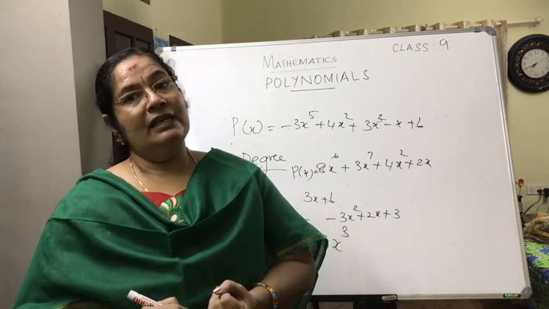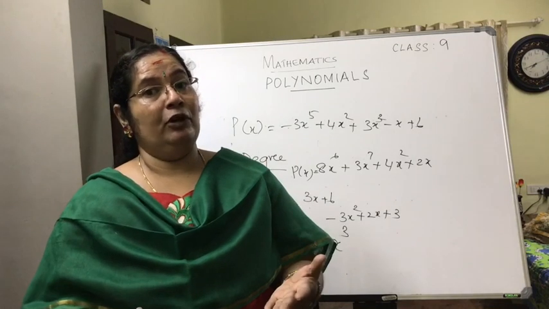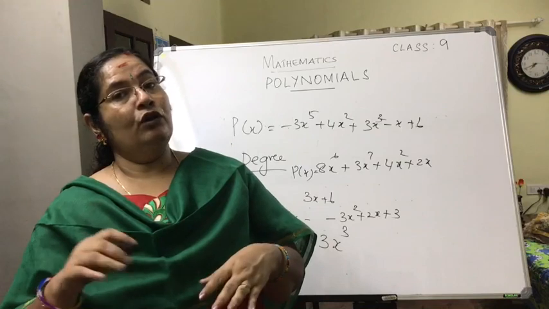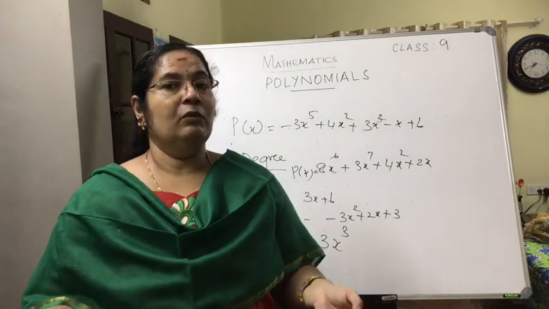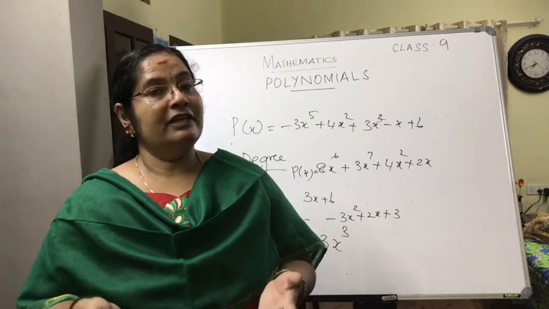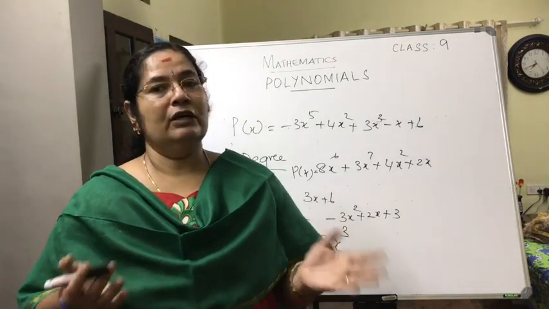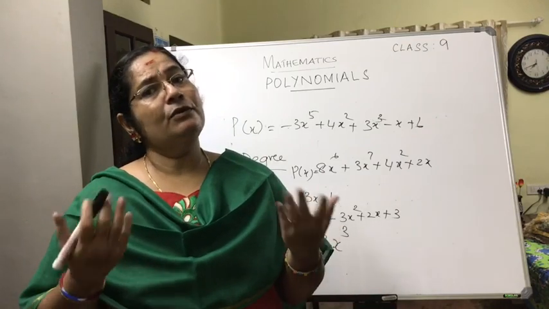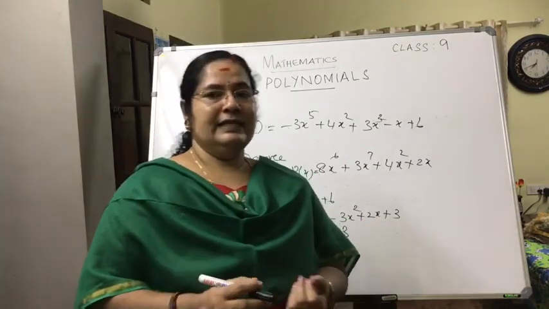Then we have seen how to find whether it is a polynomial or not. We have seen many examples over there. Root of x is not a polynomial. Why? Root of x is x raised to 1 by 2, which means the power is a fraction. So it is not a polynomial. Then 1 by x also is not a polynomial because it is x raised to minus 1. So all those examples we have seen.